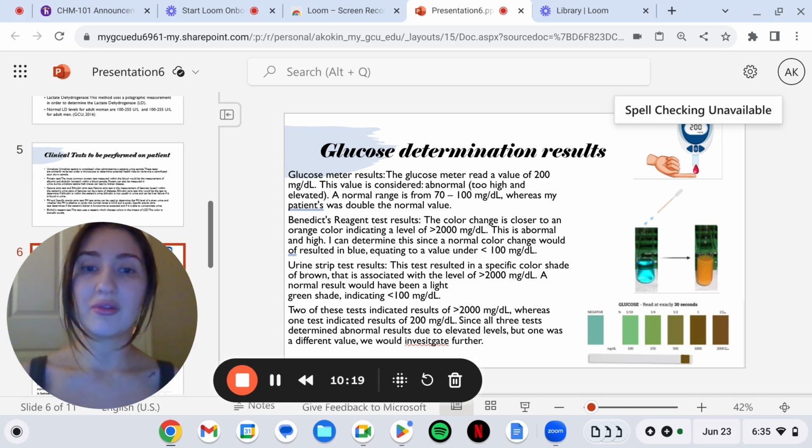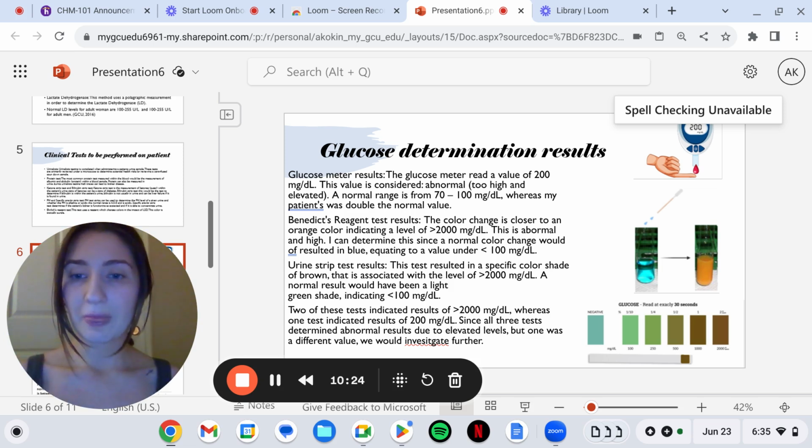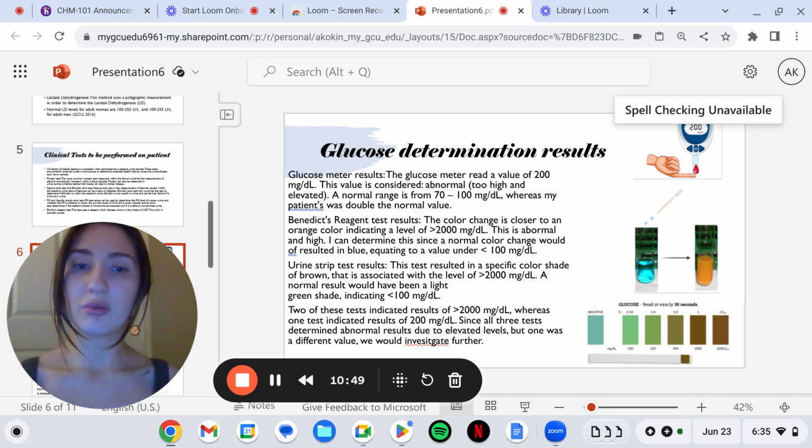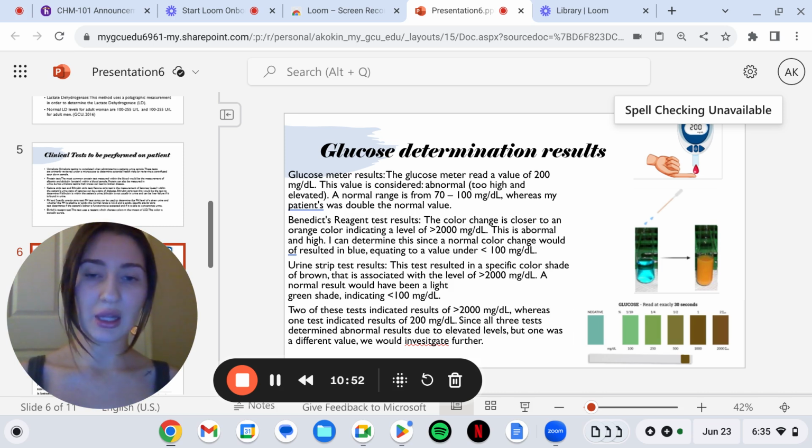A third test for my glucose determination on my patient was a urine strip test. The results did conclude the same as the Benedict's reagent test, which was a level of over 2,000 mg/dL. If the results would have been normal, it would have been a light green shade indicating under 100 mg/dL. However, this was another result of over 2,000 mg/dL, so it was considered to be another abnormal result for glucose.